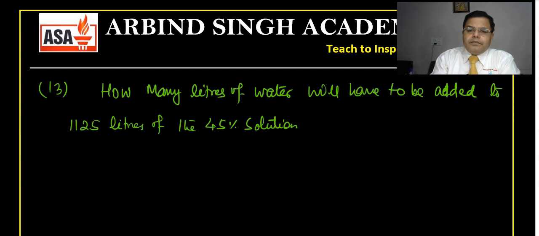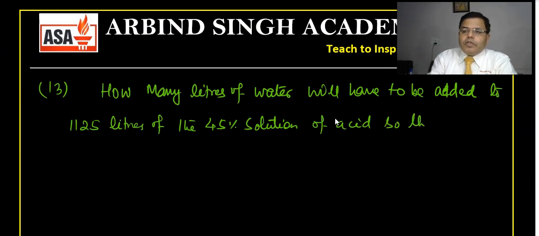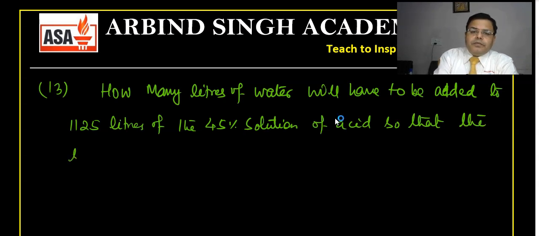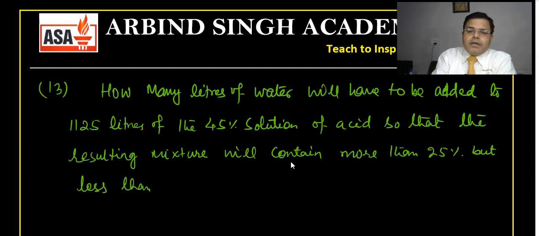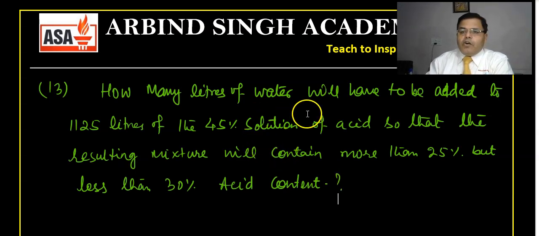of acid, so that the resulting mixture will contain more than 25% but less than 30% acid content. So this is the question: how many liters of water? Water has no acid. Clear now? And 1125, so let x liters of water be added.